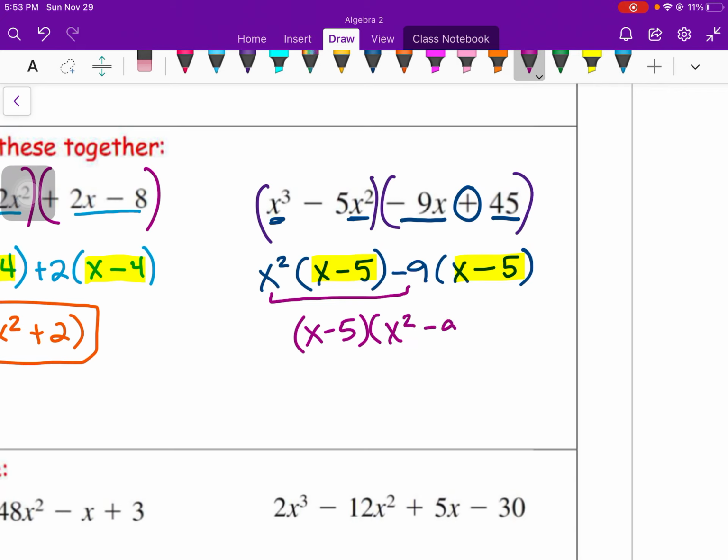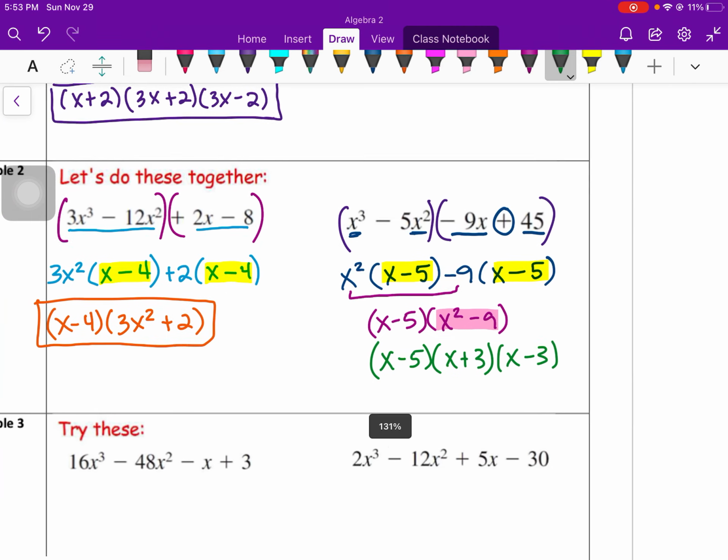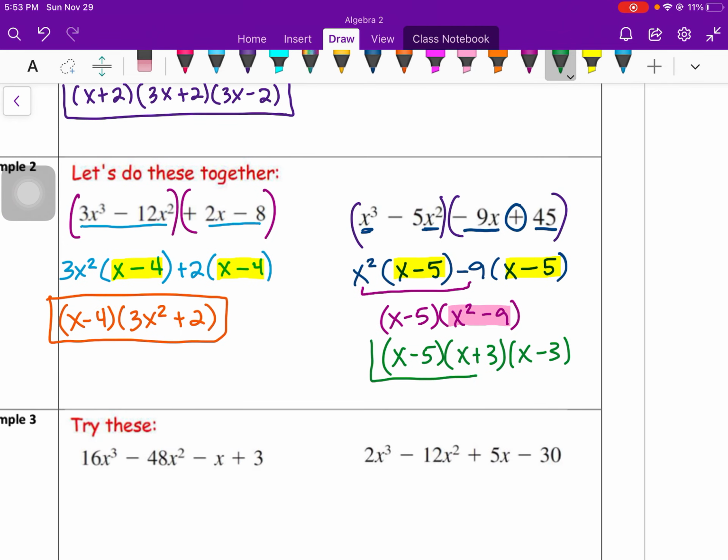I get an x squared minus 9. And what do you notice about that? Hopefully we caught that one. I've got the difference of squares, so I can factor that further. X minus 5, and then this factors down into x plus 3, x minus 3. And we would be done from there.